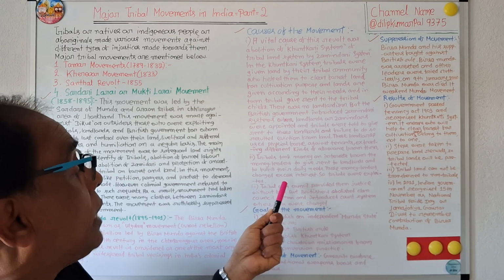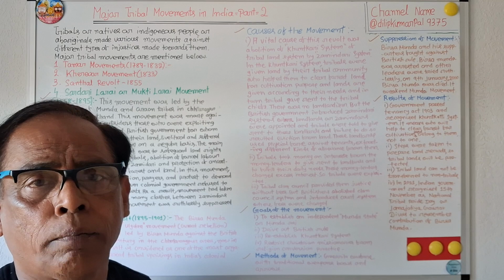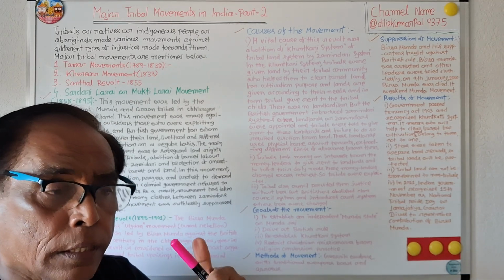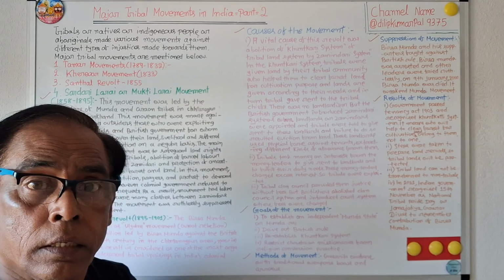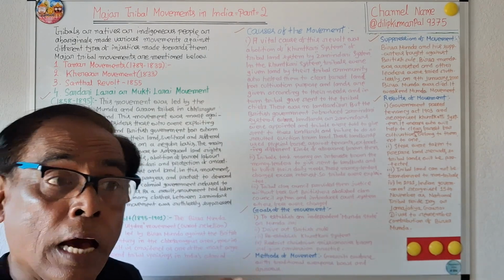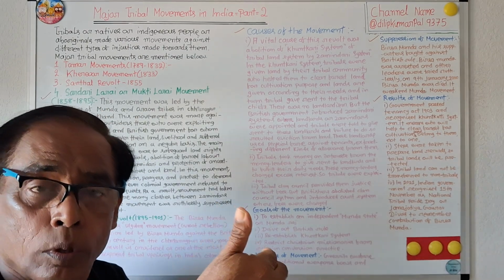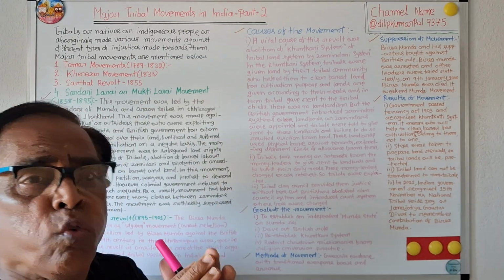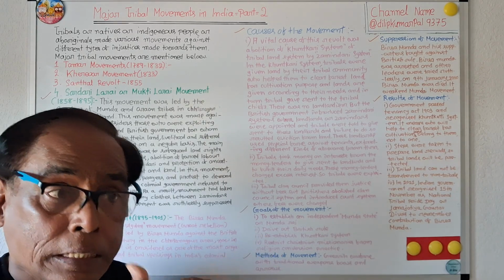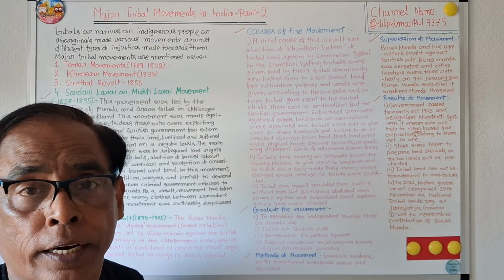These moneylenders charge excess interest, so tribals were exploited. Another cause of the Birsa Munda movement was that tribals were taking cash from the moneylenders at a high rate of interest to pay rent to landlords and to fulfill their basic needs. But these moneylenders were charging a high rate of interest on the tribals. So tribals were exploited. This was the second reason.